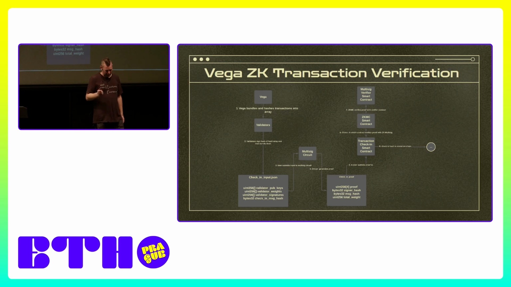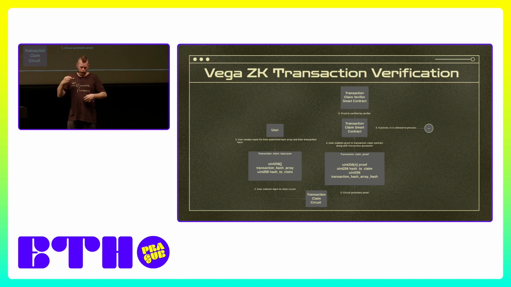Another thing we can do, and I've been looking into, is bulk transaction check-ins. The Vega network will bundle a massive amount of transactions, hash each one of those, make an array out of those hashes, and then hash that array and just store that on chain through the standard process we did in the last example. So that's all this shows. And then when a user goes to claim a transaction that belongs to them, they submit the original array of hashes and then which hash is theirs.